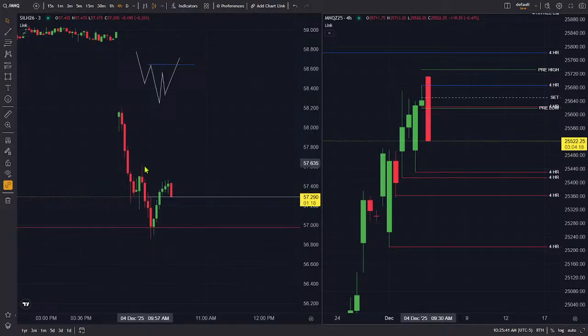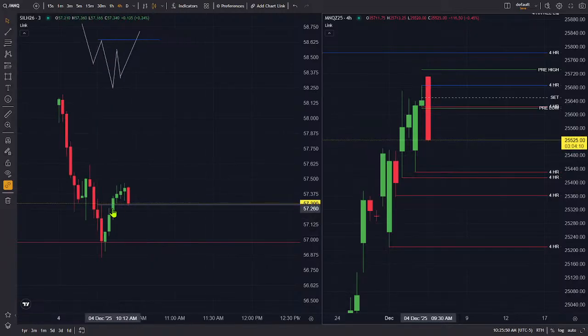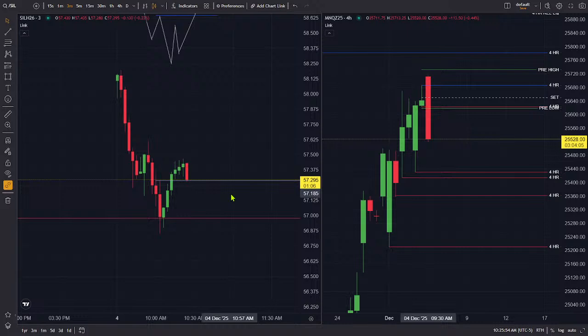So now in silver, we have left this high and we're coming back down. This is a 3 minute fair value gap right here. That's kind of nice. And there's another one right there. I don't know why I'm on a 3 minute chart. I just put it on there.